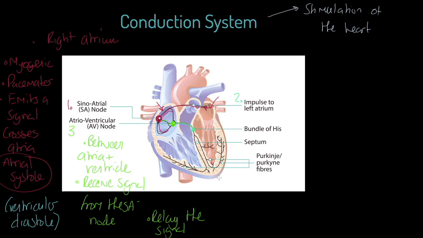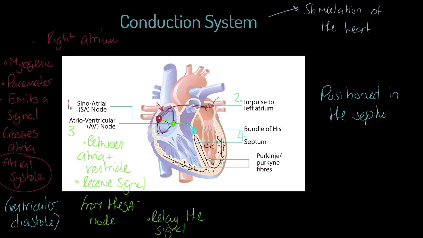Now notice this structure here. I'm actually going to get rid of this arrow. This structure here, this whole area, that is what we call the septum. That is what we call the septum. And you'll notice that the signal arrives here at point number 4. And this point number 4 is called the bundle of His. Now this is positioned in the septum, and you can see that on the image there.